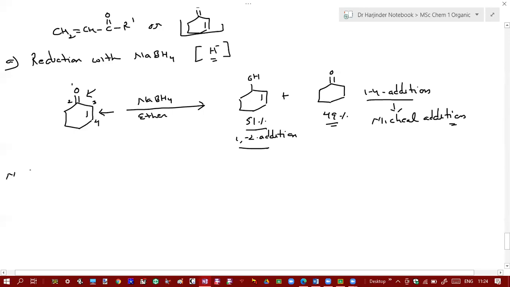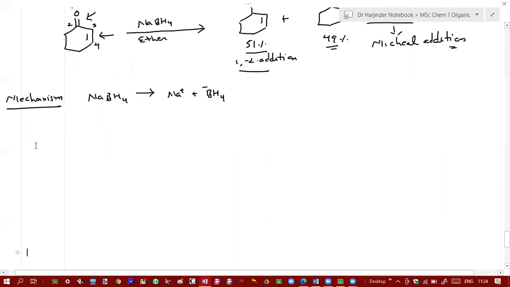The mechanism is very simple, as we have discussed many times. So you have sodium borohydride. This will give rise to a sodium ion and BH4 minus ion. So what will happen firstly? You have an alpha beta unsaturated carbonyl compound. Now the role of this cation is in every reaction.